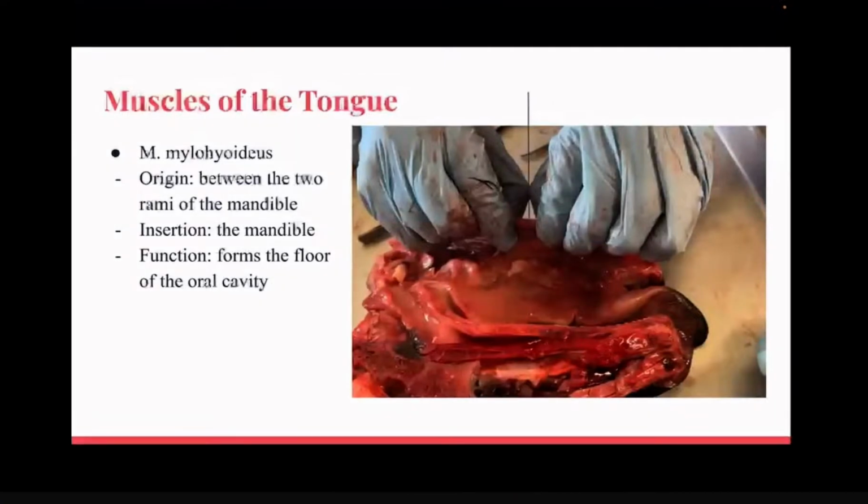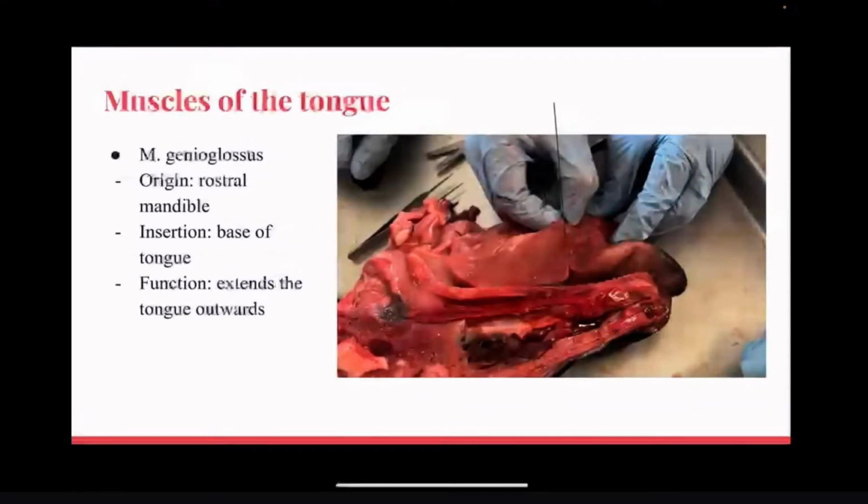Now, these are muscles of the tongue. The mylohyoides originates between the two rami of the mandible and inserts on the mandible, and it forms the floor of the oral cavity. The genioglossus originates on the rostral mandible and inserts on the base of the tongue, and its function is to extend the tongue outwards.